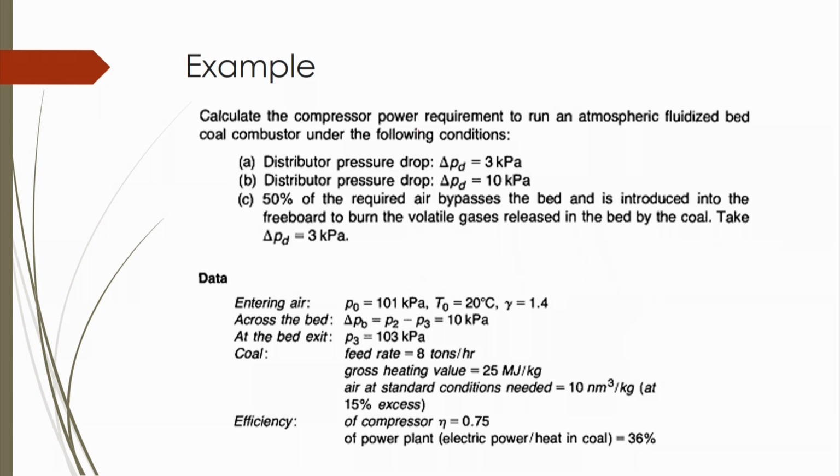Now, calculate the compressor power requirement to run an atmospheric fluidized bed cold combustor under the following conditions. Condition 1 is that distributor pressure drop will be 3 kPa. Another condition, distributor pressure drop will be 10 kPa. And the third condition is that 50% of the required air will be bypassed around the bed and introduced into the freeboard of the fluidized bed, and because of this some volatile gases released in the bed by the coal will be burned in the freeboard.